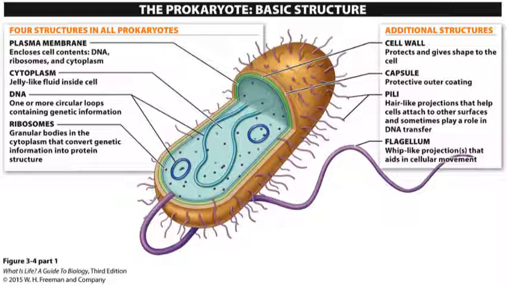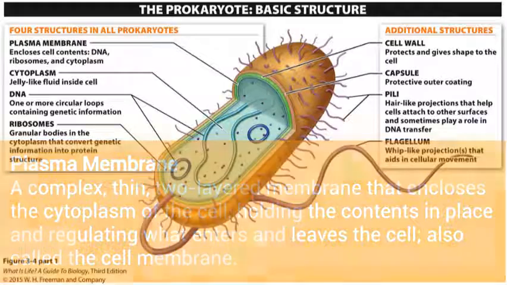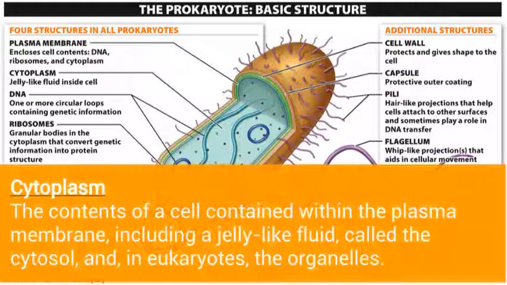There are four basic structural features of prokaryotes, and we're going to go over those here. The first structural feature of a prokaryote that we'll talk about is the plasma membrane, and it encompasses the cell, or simply it's called sometimes the cell membrane. Anything inside the plasma membrane is referred to as intracellular, and everything that we find outside the plasma membrane we call extracellular. The second feature is the cytoplasm, which refers to the cell's contents contained within the plasma membrane.